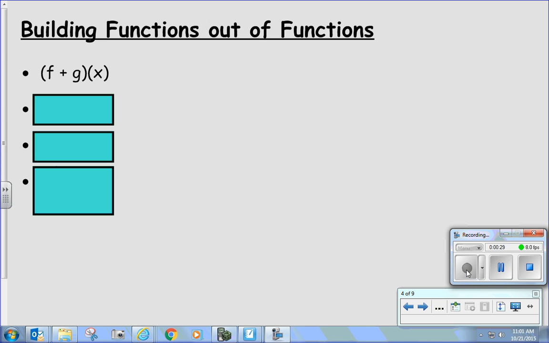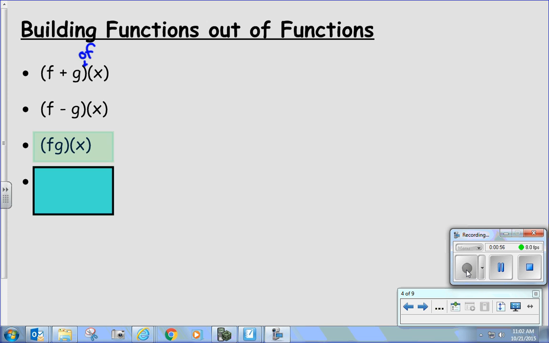And just like we can add, we can also subtract. The notation for that would be f minus g of x. And notice the way I'm saying it, it's f plus g of x. The way it's stated is they put the word "of" in between: f plus g of x. Okay, f minus g of x. Just like we can add and subtract, we can multiply. F times g of x.